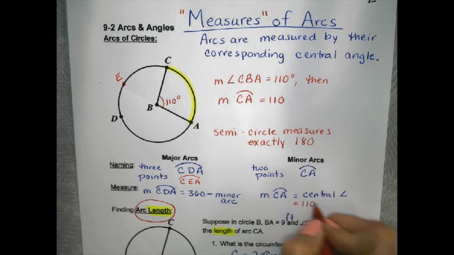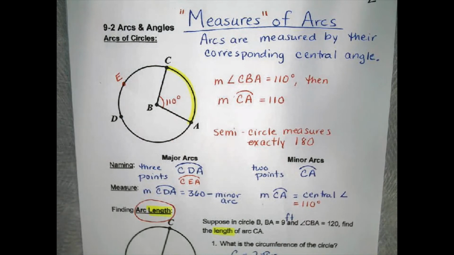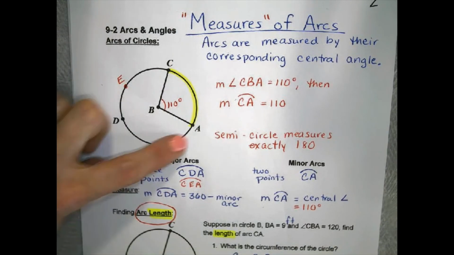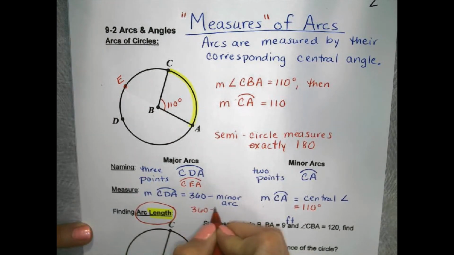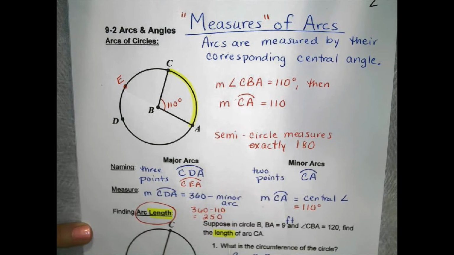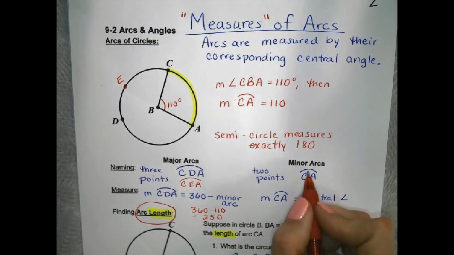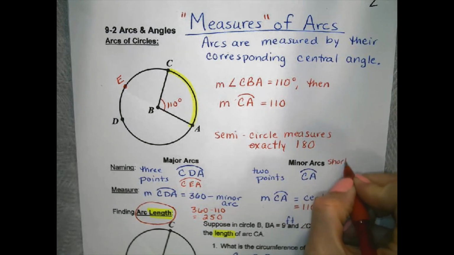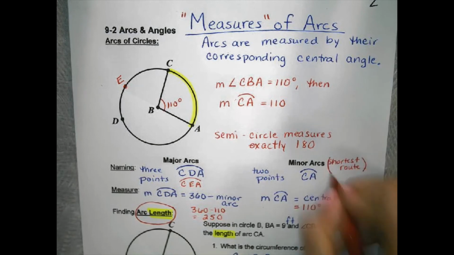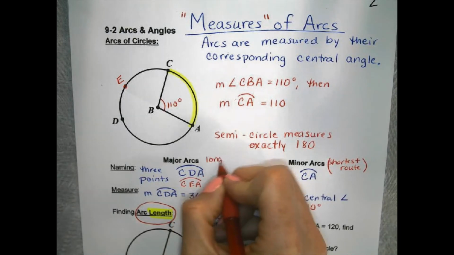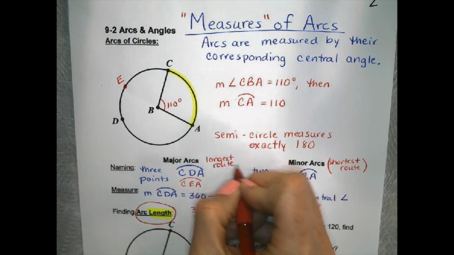Therefore, if I wanted to find the measure of the major arc CDA, I would say that it is 360 minus 110, or 250. A thing to keep in mind about arcs is always think of the minor arc as the shortest route and the major arc as the longest route. That's how we determine the measures of arcs.